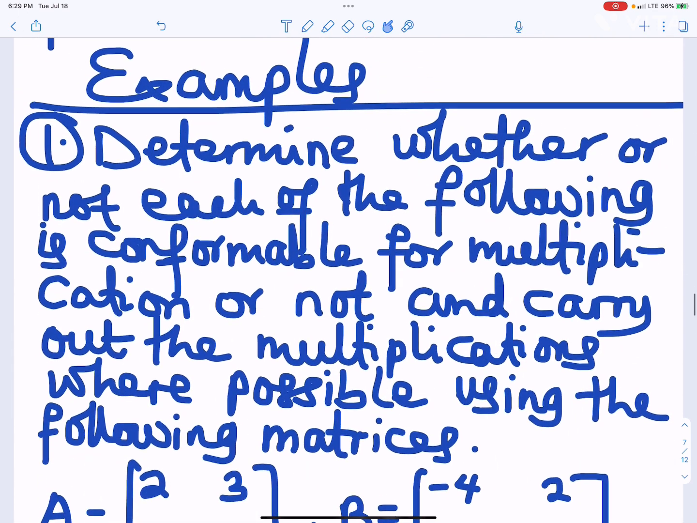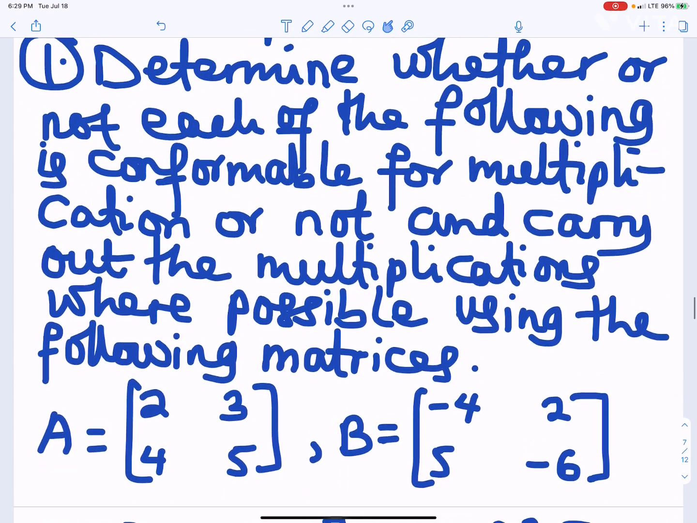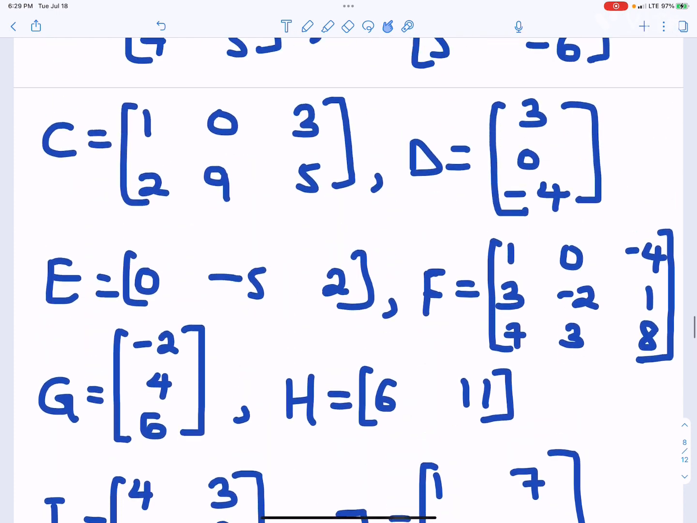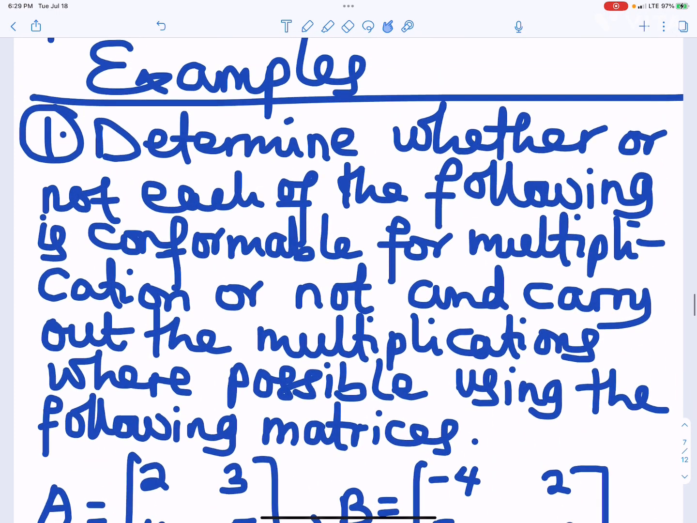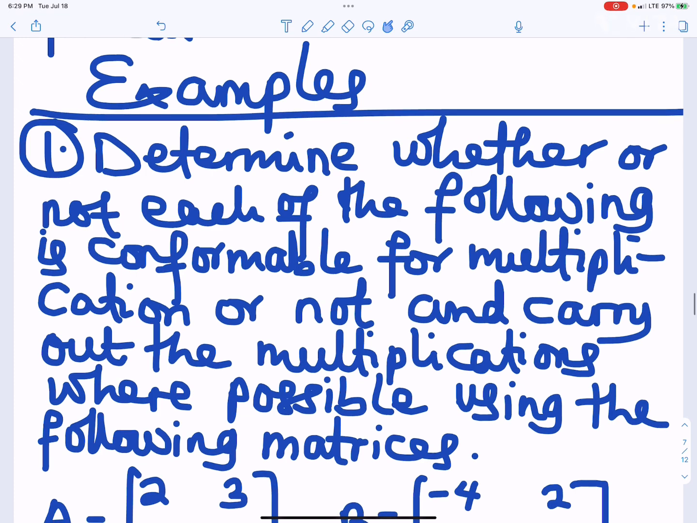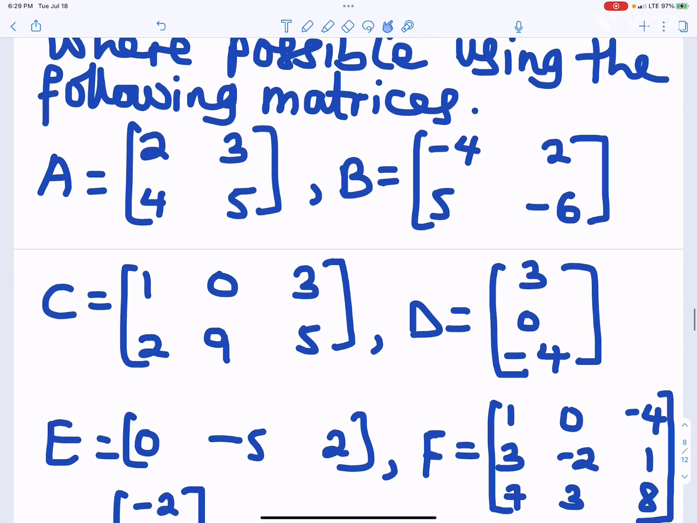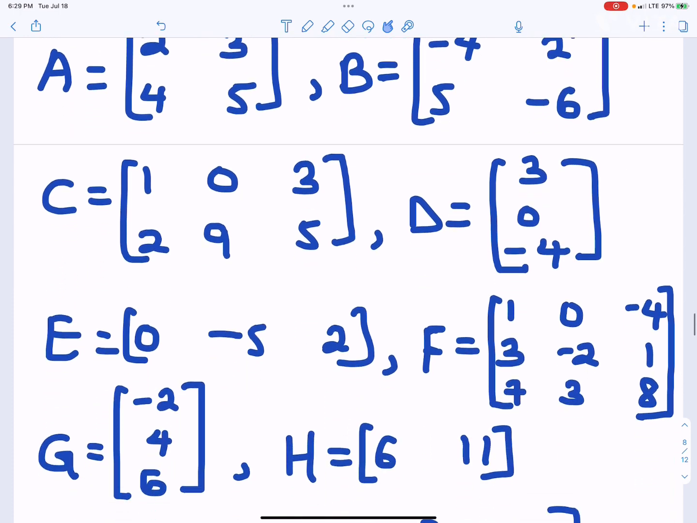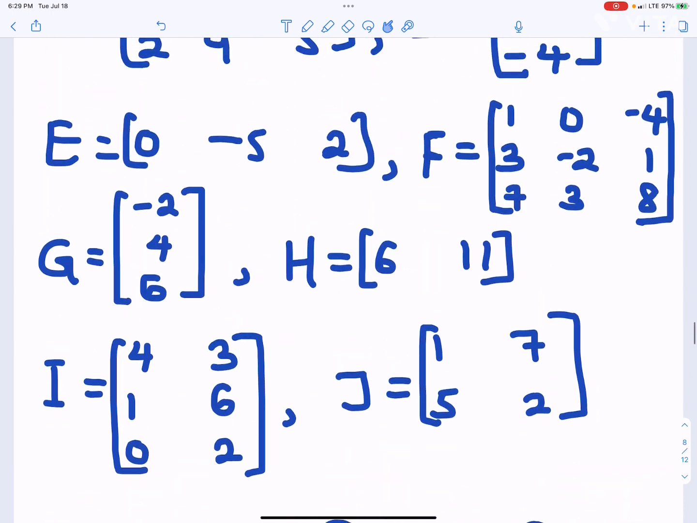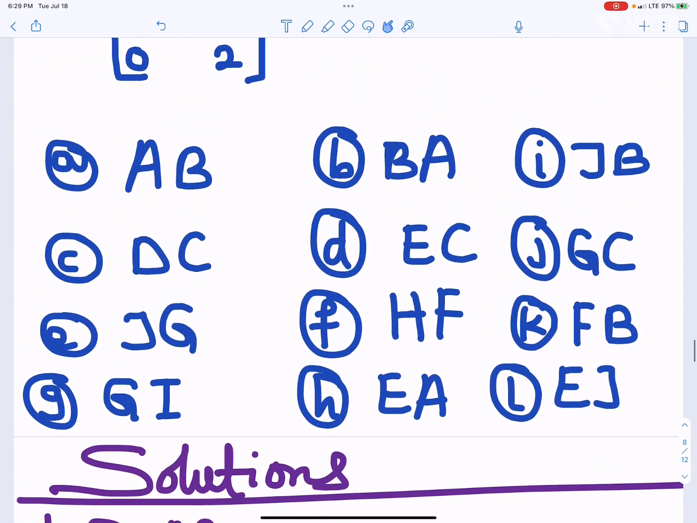So question 1 here says, determine whether or not each of these are conformable for multiplication and carry out the multiplication where possible. Look at the question very well. You can pause to read or write and join me in doing the multiplication together.